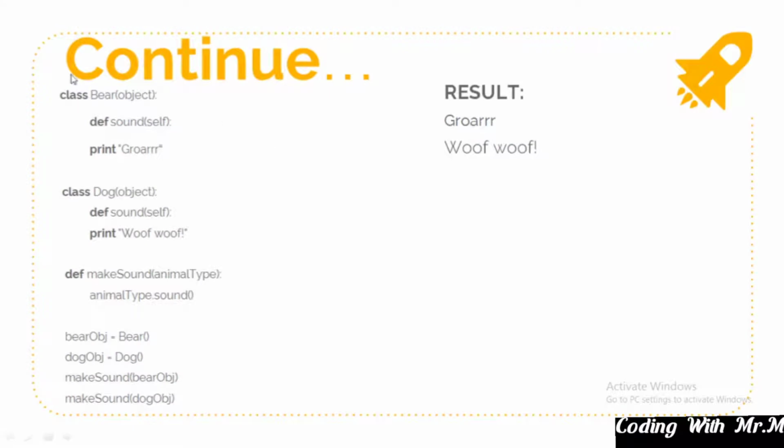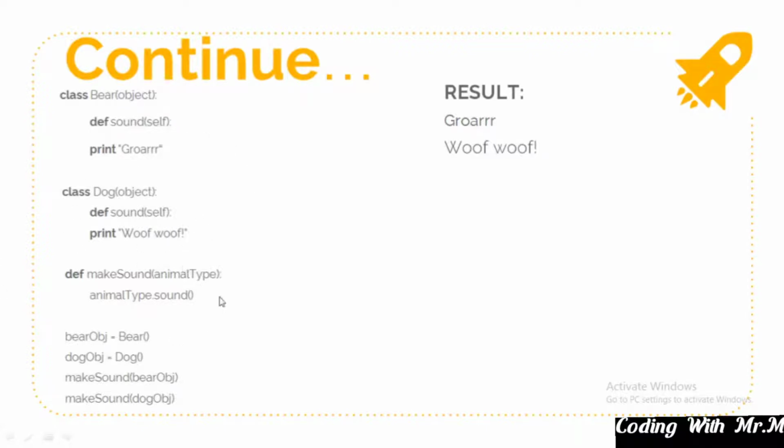Now you can see that we have two different classes. One class is known as bear and the other class is known as dog, but they have the same method, that is sound, and in the class dog we have the same method sound. Now this method on execution will print different things, that is the bear will have its own sound while the dog will have its own sound.